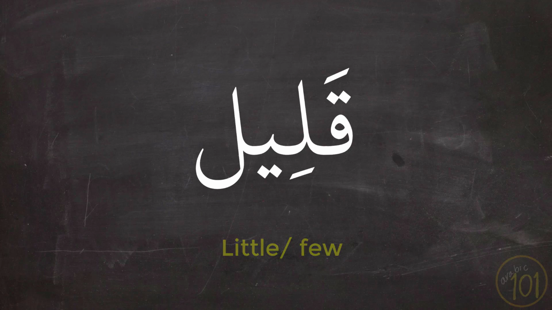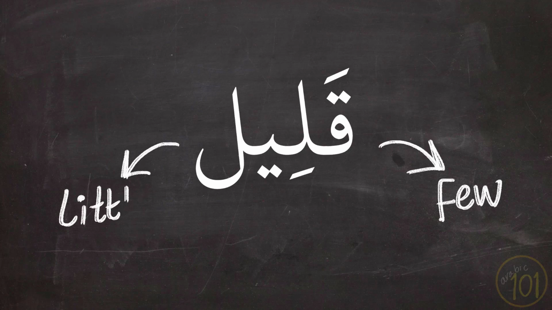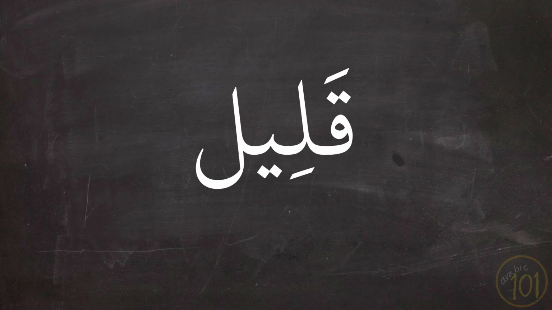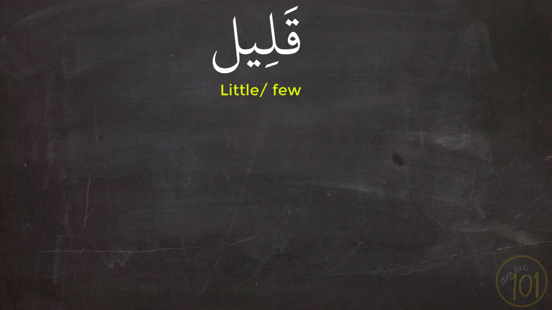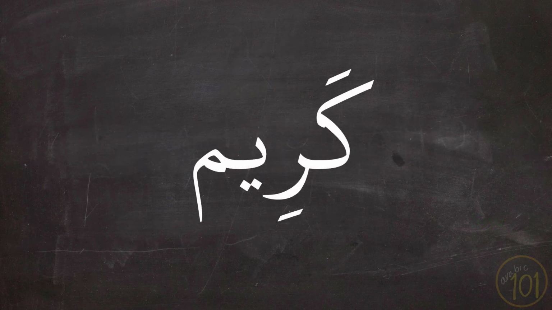Next is the word qalil, and qalil means little or few. And for those whose mother tongue is English, Arabic does not make a difference between countable and uncountable nouns. So that's why we use the word qalil with countable nouns with the meaning of few, and also with uncountable nouns with the meaning of little. And we see them in context in these examples. اعملوا آل داود شكرا وقليل من عبادي الشكور.